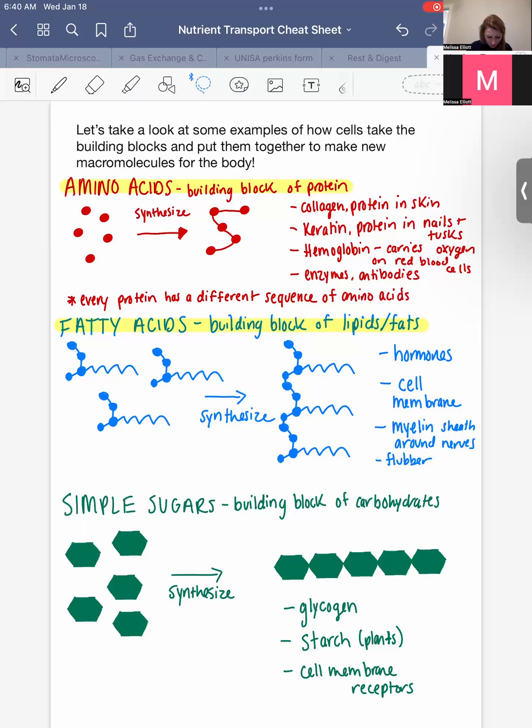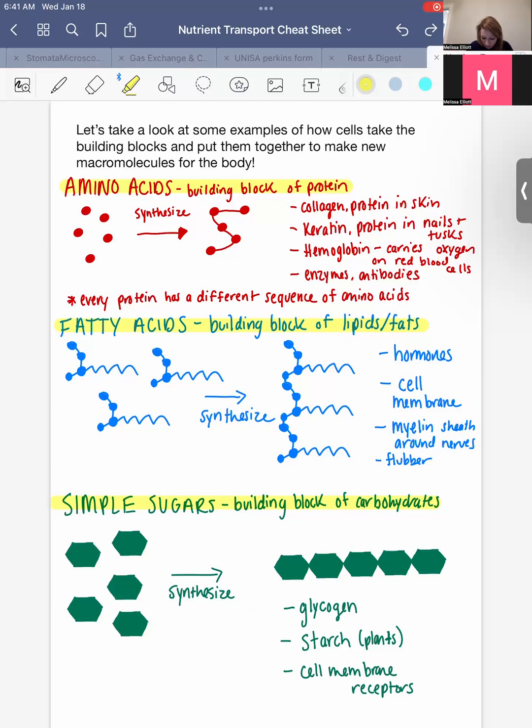Last but not least, we have our simple sugars, which are the building blocks of carbohydrates, right? So you eat a piece of bread, for example, and you break it down into little tiny simple sugars. And those simple sugars are going to synthesize into this big chain of carbohydrates. And so we already know how our body does this. It does this, for example, for glycogen in the liver. The glucose molecules are stored as glycogen. Actually, in plants, their glucose molecules will be stored as starch.